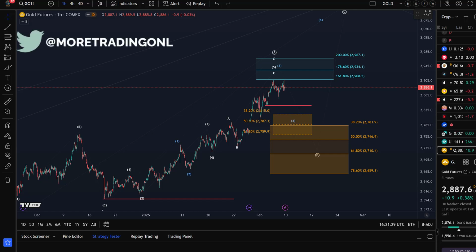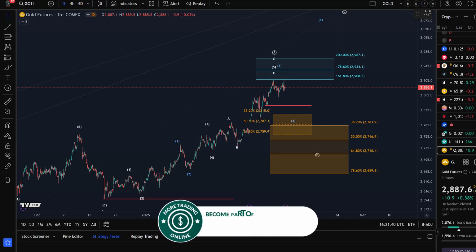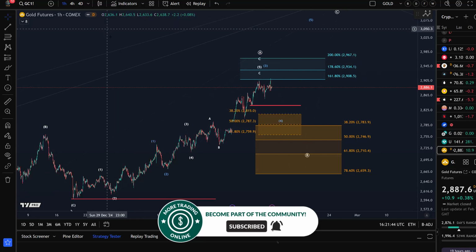We want to talk about what could be interesting next week. What are the things we need to watch out for? We want to define the parameters together. So let's talk about the key levels here on the gold chart. We are looking currently at the 1 hour time frame.